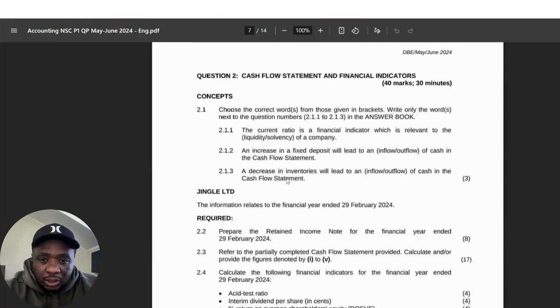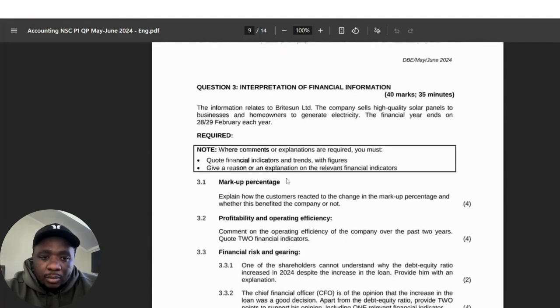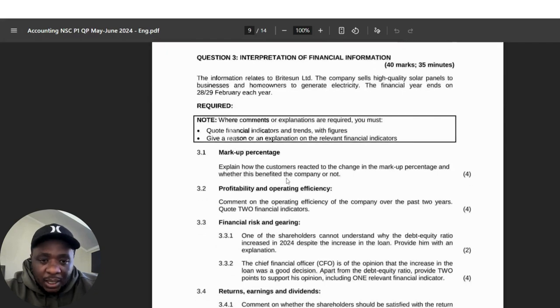Anyways, without wasting any more time, let's get straight into the question. That we're looking at in this is question 3 of the June 2024 paper, linked in the description as already said. So we're looking at the interpretation of financial information. So let's read the question quickly.